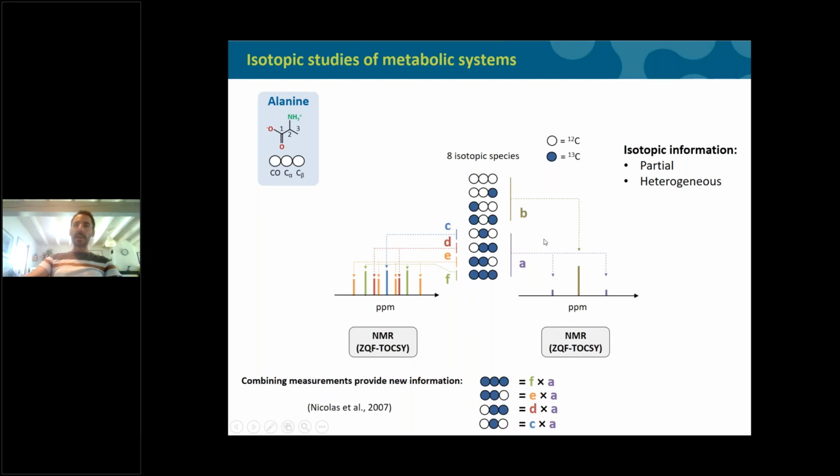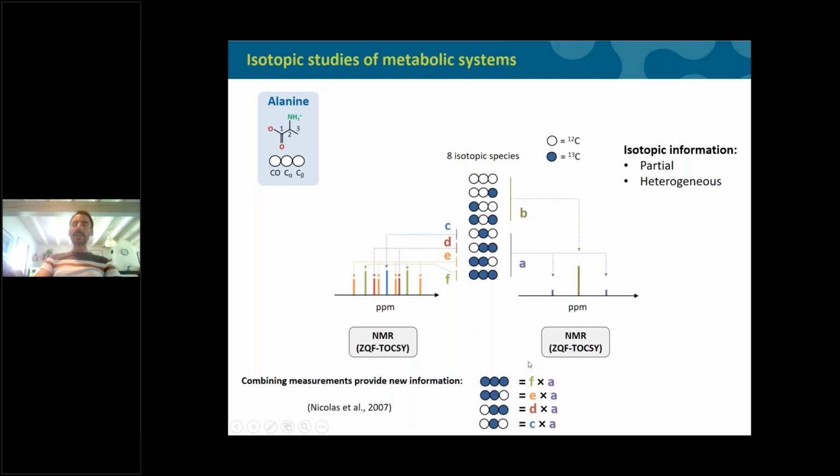So for instance, by ZQF TOXY, we can quantify the proportion of molecules which have incorporated the C13 atom in the second position, and by HSQC, within this pool, we can access the proportion of molecules which are labeled here, but are not labeled in this position, labeled in this position, and so on. So basically, by obtaining quantitative information on each of these sets of isotopic species, we can apply some calculations which provide information on the absolute abundance of each of these 4 isotopic species.